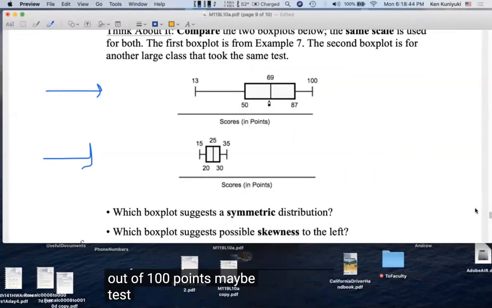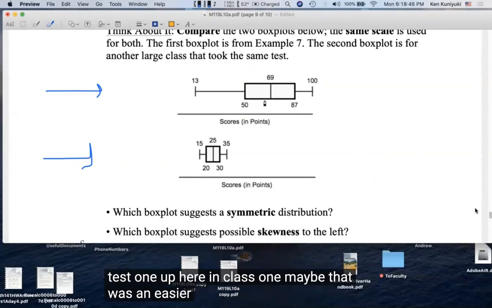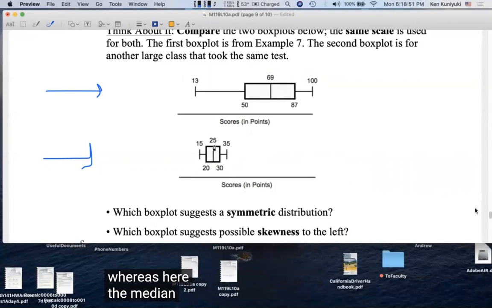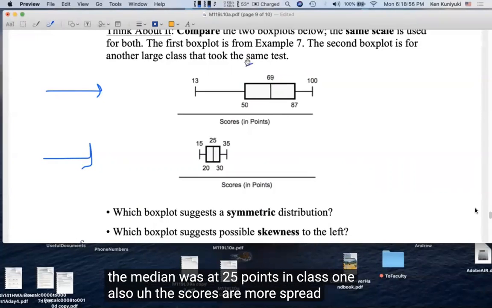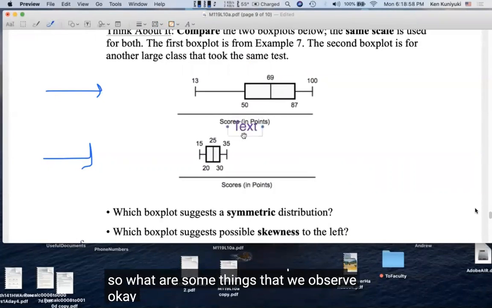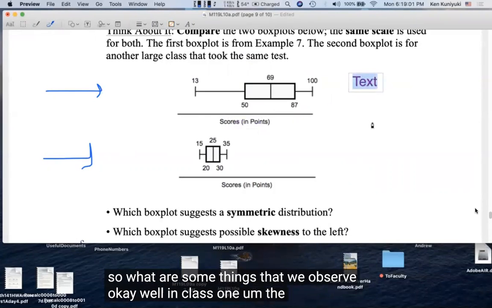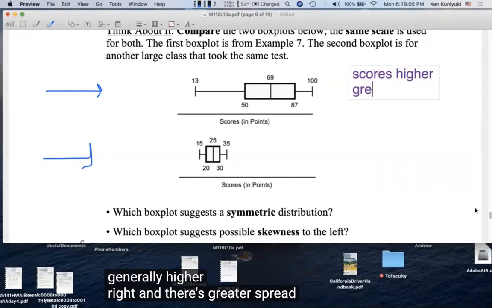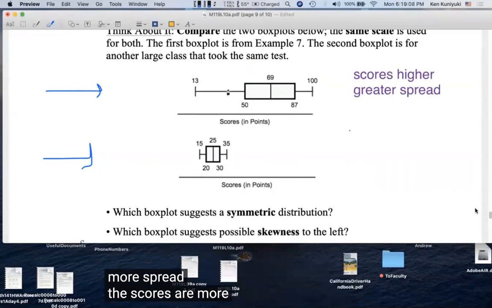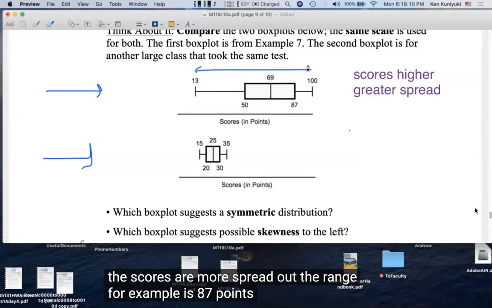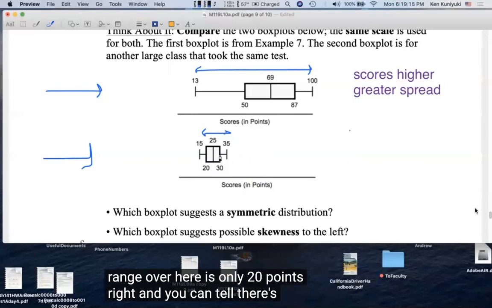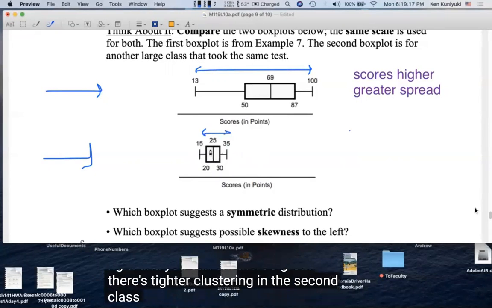Maybe test one up here in class one, maybe that was an easier test. The scores were generally higher. Whereas here, the median was at 25 points. In class one, also, the scores are more spread out. So what are some things that we observe? Well, in class one, the scores are generally higher, right? And there's greater spread. The scores are more spread out. The range, for example, is 87 points over here. The range over here is only 20 points. And you can tell there's tighter clustering in the second class than the first class.